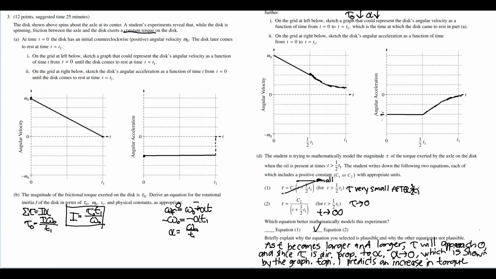It predicts that the torque starts at 0 and starts increasing, rather than the torque being at some fixed value and starting to decrease, approaching 0. So equation 2 must be correct.